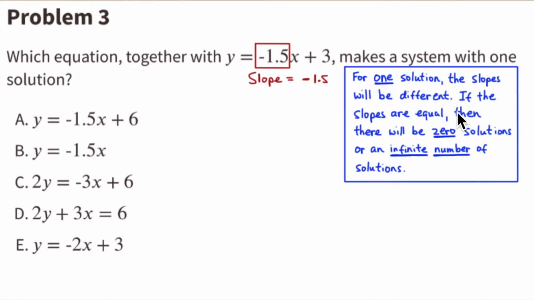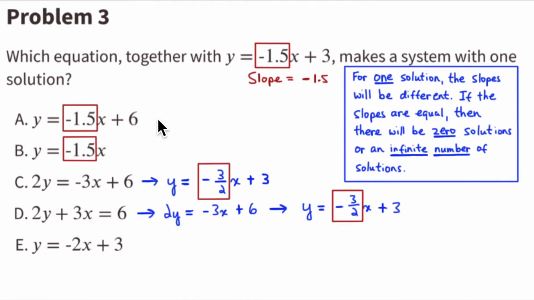If the slopes are equal, then there will be either zero solutions between the graphs, which means the lines will be parallel, or there will be an infinite number of solutions, which means the lines will fall right on top of each other. So they'll have the same slope and the same y-intercept.